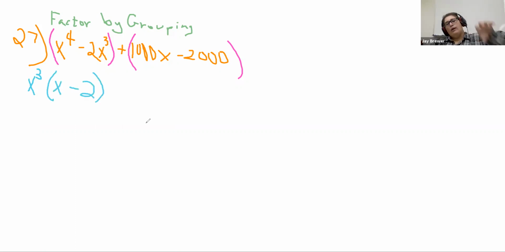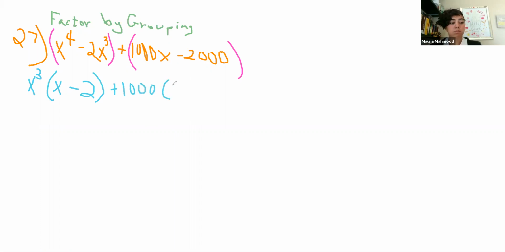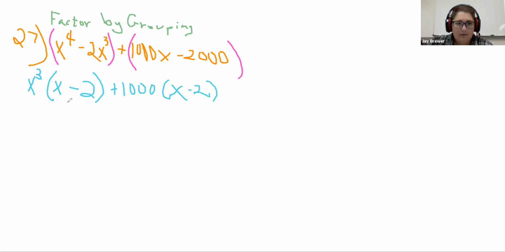Now, looking at the x minus 2, we want to get the second parenthesis to be the same. So what can we pull out so that we get it to be the same? 1000. Mhm. Okay, and now that we have the same parentheses, we're only going to write them down once. So x minus 2, and then x cubed plus 1000.